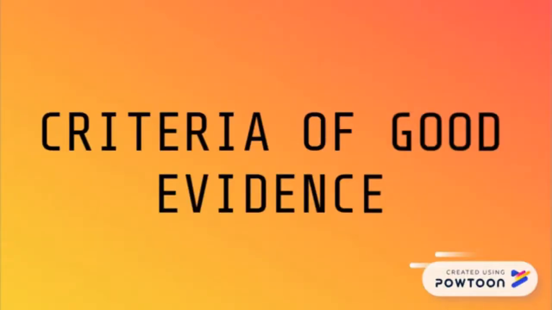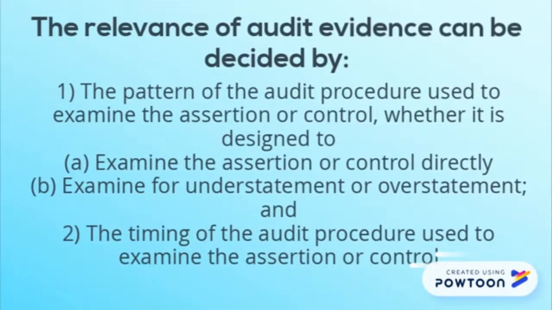Criteria of good evidence. The relevance of audit evidence can be decided by: 1. The pattern of the audit procedure used to examine the assertion or control, whether it is designed to examine the assertion or control directly or examine for understatement or overstatement, and 2. The timing of the audit procedure used to examine the assertion or control.